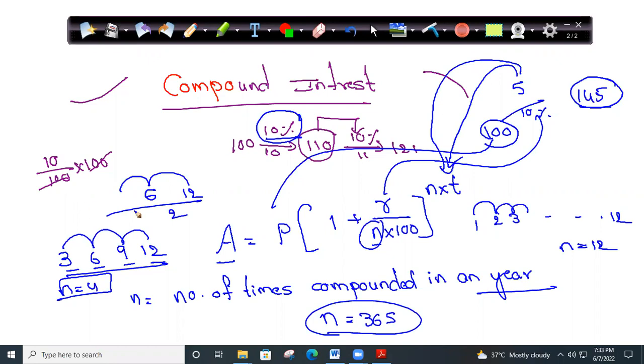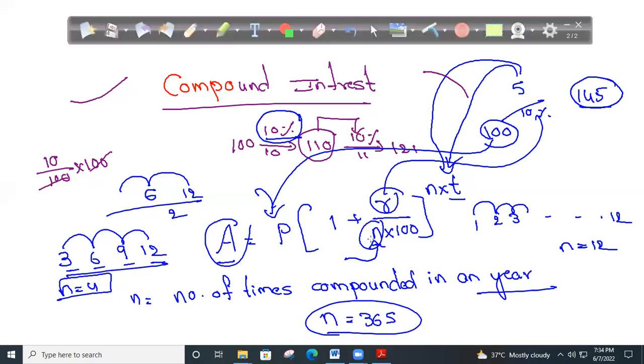So A stands for the compound amount that you get finally. P is the principal, R is the rate of interest, N is the number of times compounded in a year, T is the time in years. Everyone, please do note this down and please be perfect with this. Most important. If you know this, one question is pakka in your hand, and very few know about this N. That is the reason they make mistakes.